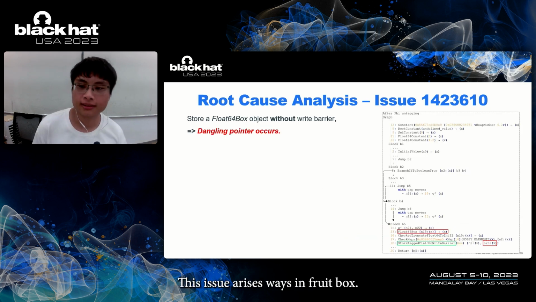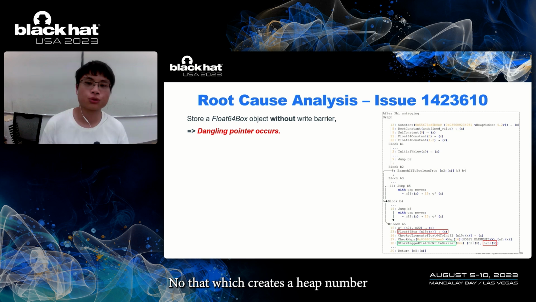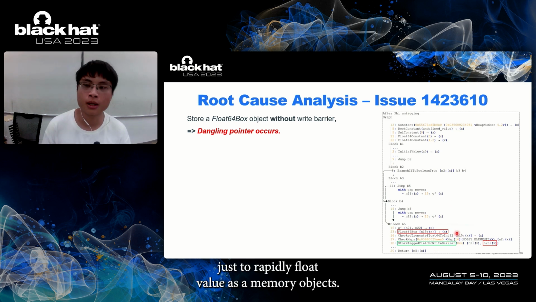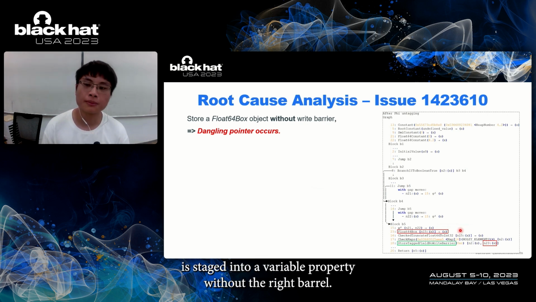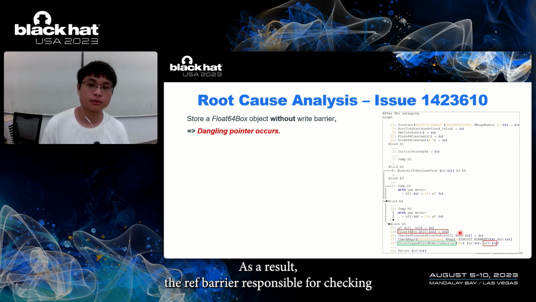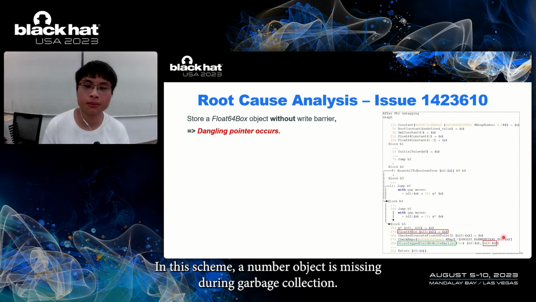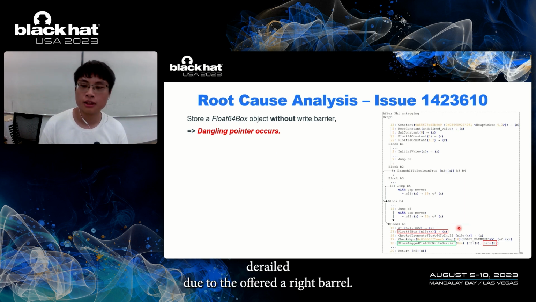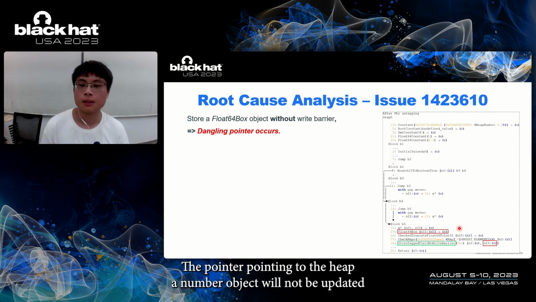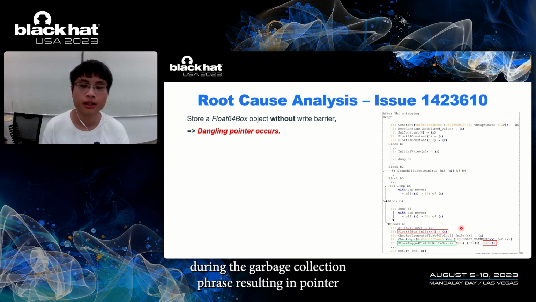However, an issue arises with the Float64Box node, which creates a HeapNumber object to wrap the float value as a memory object. The problem lies in the fact that this memory object is saved into an object property without a write barrier. As a result, the write barrier responsible for tracking this HeapNumber object is missing. During garbage collection, the HeapNumber object may be relocated to a new memory location. Due to the absence of the write barrier, the pointer pointing to this HeapNumber object will not be updated during the garbage collection phase, resulting in a dangling pointer.